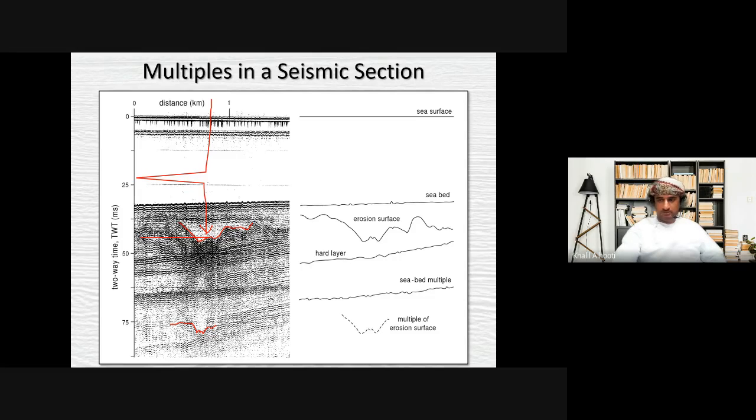But you might be mistaken. Okay, I found another channel. This is another channel. But it's not a channel, it's just a multiple of this one. So maybe they haven't done deconvolution on this section.